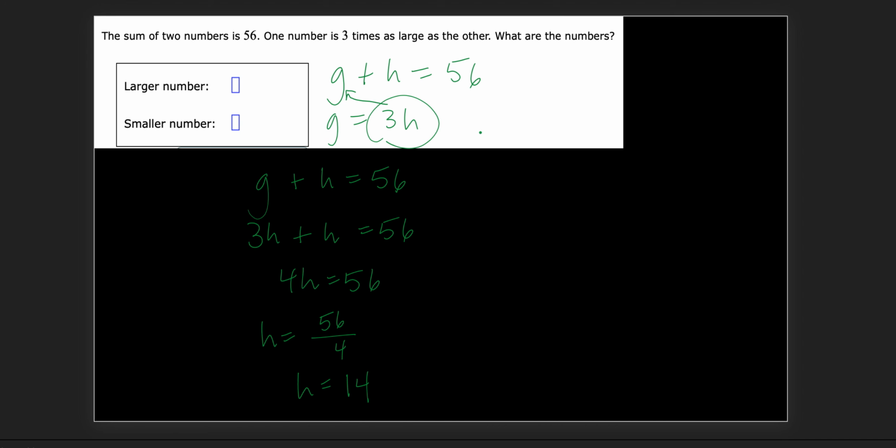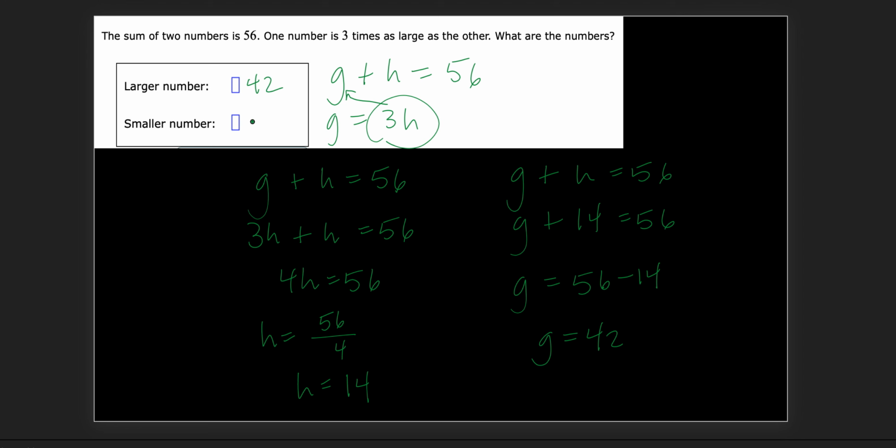And so one of the numbers is 14, and you can use either equation to find G. I'll use the top equation, what the heck. So if H is 14, I'll need to subtract 14 from 56, and that's 42. And you can check your answers as well. So the larger number is 42, the smaller number is 14.